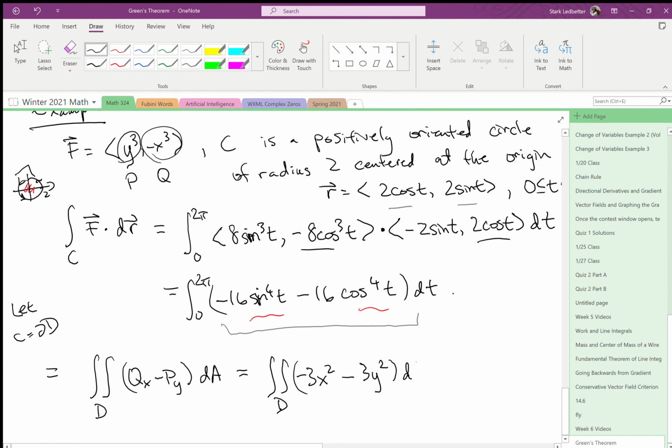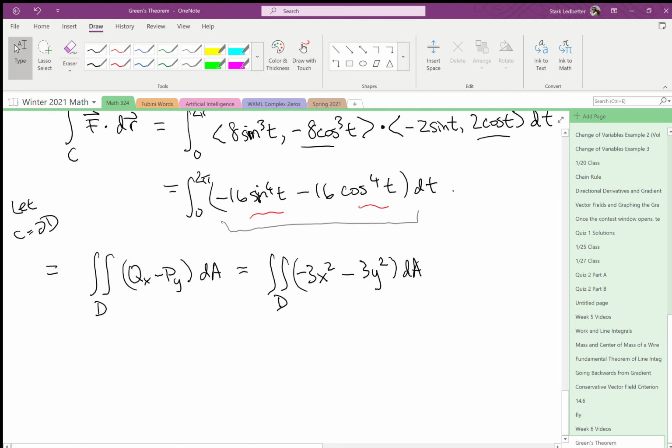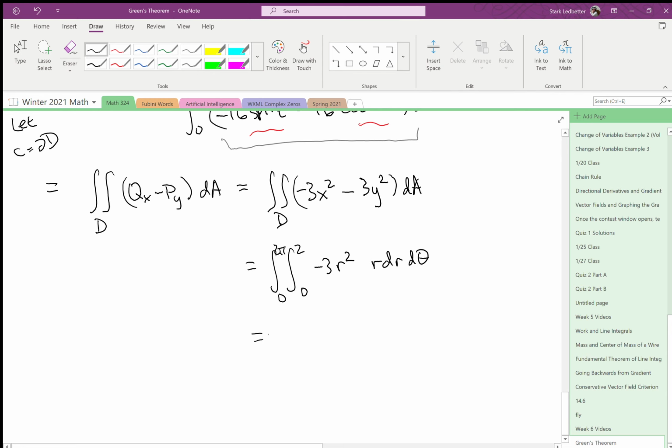Now we're integrating over a circle of radius 2. This is very easy to do in polar coordinates, so let's switch to those. So this is minus 3r squared, since r squared is x squared plus y squared. We need an r dr d theta, with r going from 0 to 2 and theta going from 0 to 2 pi. This is easier to do than what we had. Let's quickly calculate it: minus 3r cubed dr d theta.